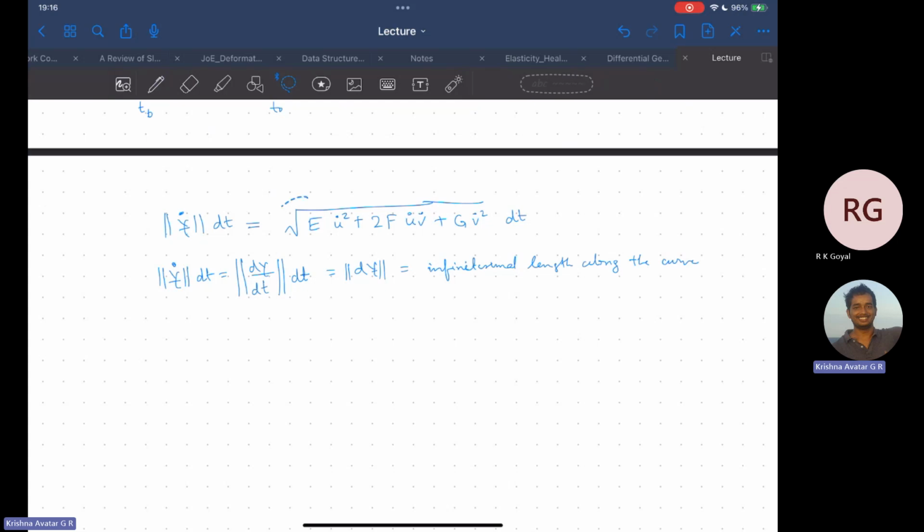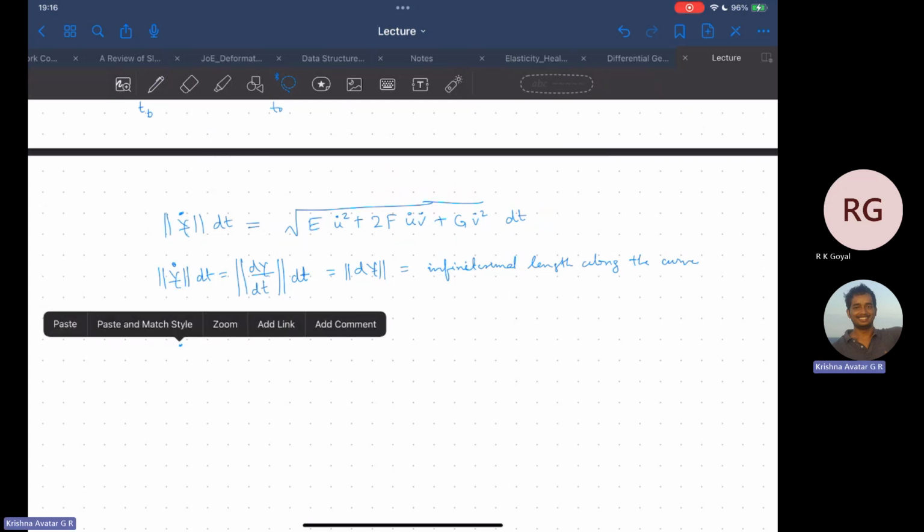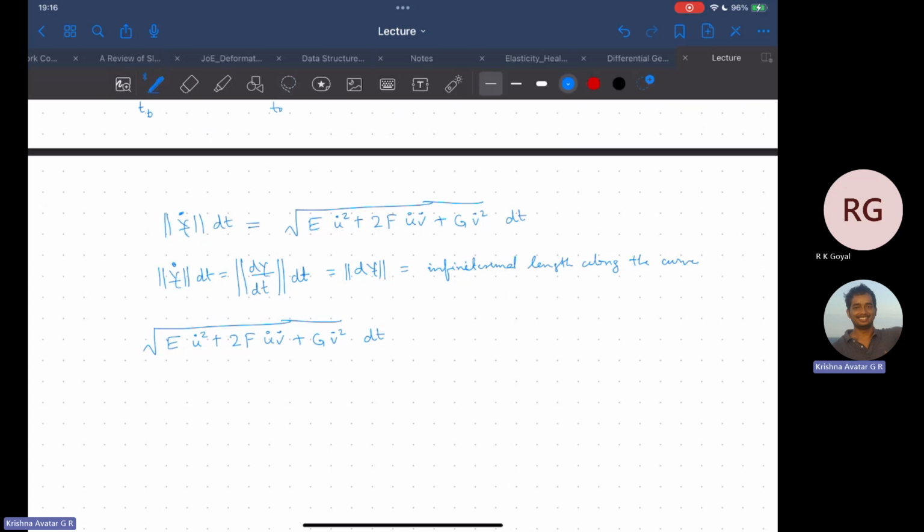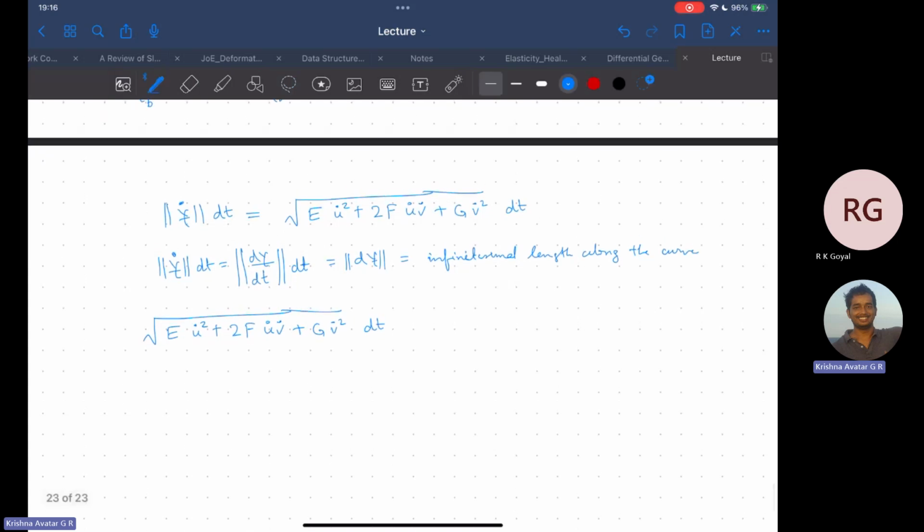Likewise, if we repeat the same for this quantity, then this quantity is as it is. And you recall that u dot is nothing but du by dt. Then bring all the dt squared outside the square root, and it's in the denominator. So this dt cancels out. So you have the square root of E du squared plus 2F du dv plus G dv squared. So far, so good. Take the argument of the square root outside and just put it here.